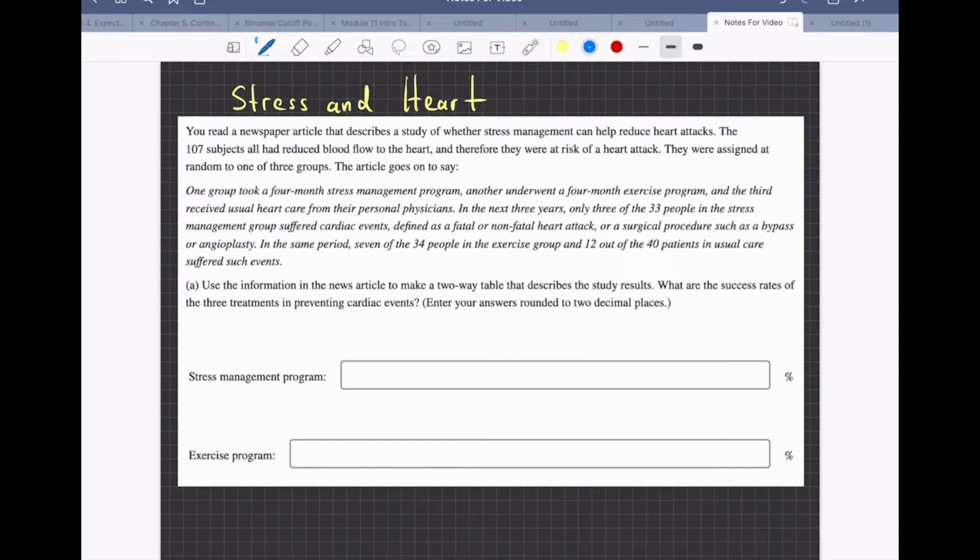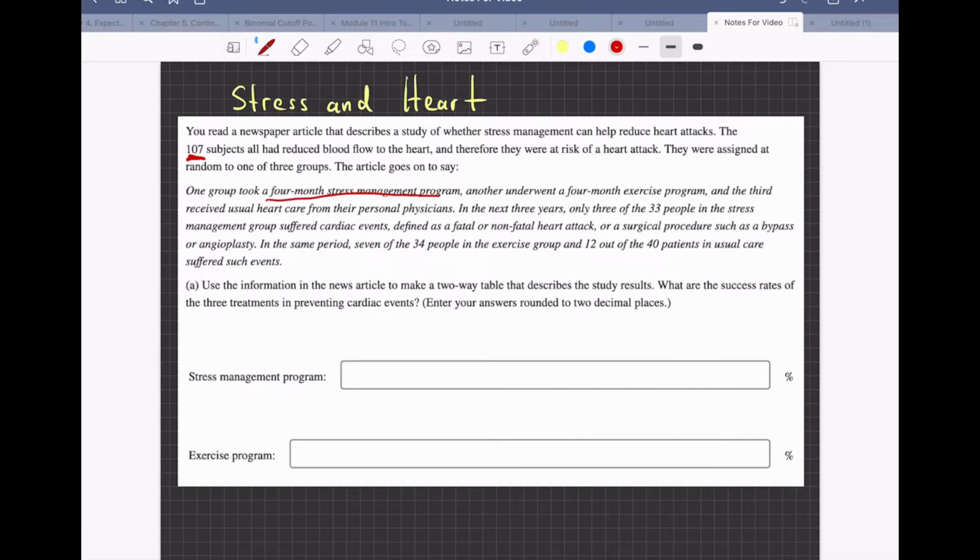First example from Achieve, stress and heart. You read a newspaper article that describes a study of whether stress management can help reduce heart attacks. The 107 subjects all had reduced blood flow to the heart, and therefore were at risk of heart attack. They were assigned at random to one of three groups. One group took a 4-month stress management program.